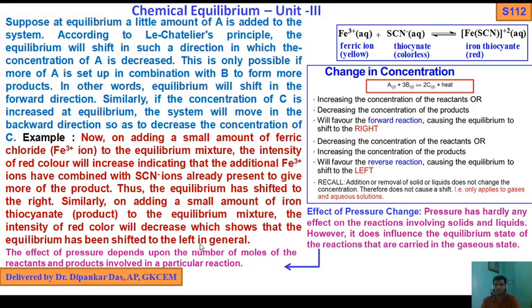Now we can concisely state this change in concentrations. A plus 3B gives 2C plus heat. Increasing the concentration of the reactant or decreasing the concentration of the product will favor the forward direction, causing the equilibrium to shift to the right. Decreasing the concentration of the reactant or increasing the concentration of the product will favor the reverse, that is backward reaction, causing the equilibrium to shift to the left-hand side.